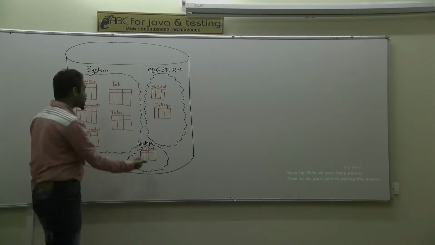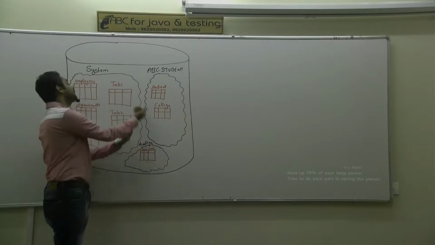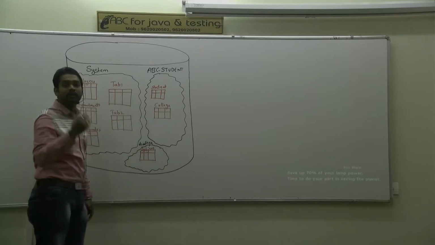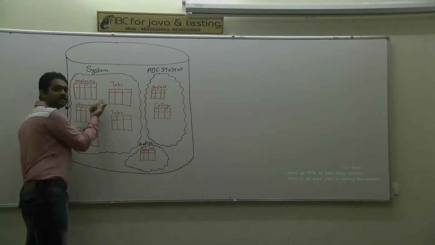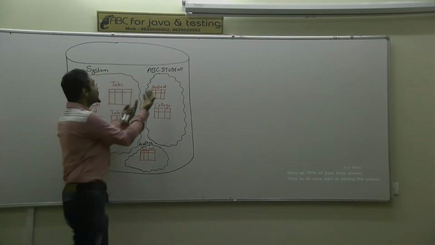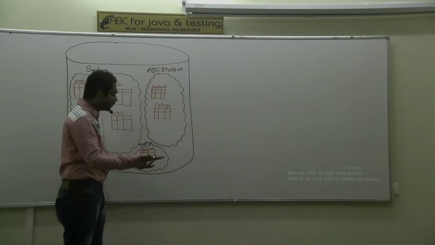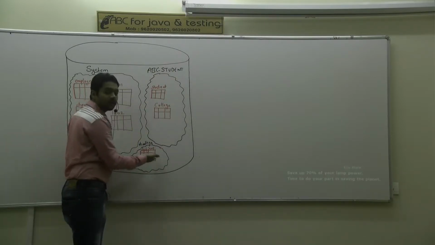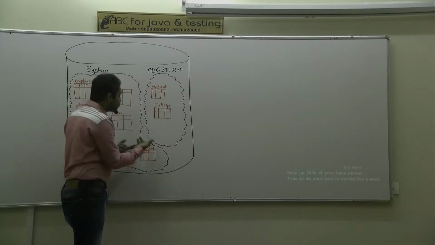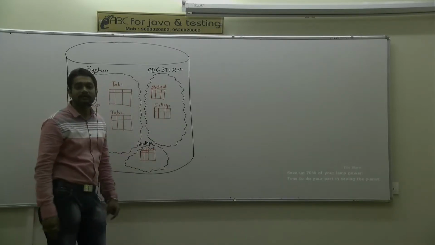Why? Because those privileges only you will not have. Those rights of accessing some other user's table you will not have. If you want to access these tables, you should log in as system. If you want to access this table, you should log in as ABC student. If you want to access subjects table, you should log in as Aradhya. So n number of users you can have.